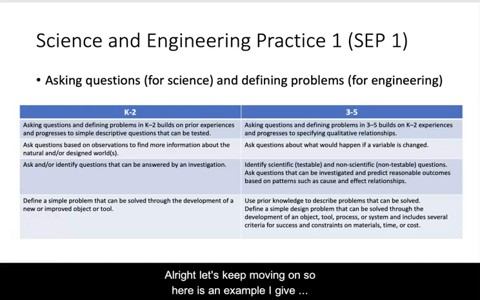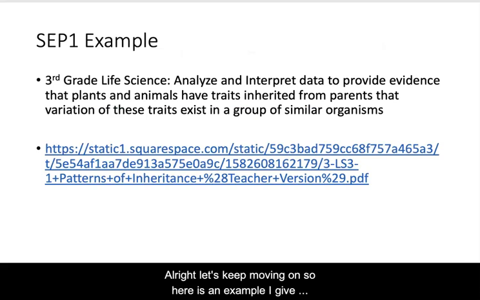All right, let's keep moving on. So here is an example. I give you a lesson plan for a 3rd grade life science where we want our students to be able to analyze and interpret data to provide evidence that plants and animals have traits inherited from parents, that variation of these traits exists in a group of similar organisms.